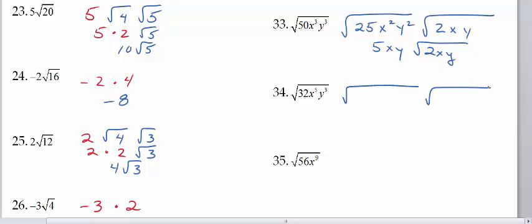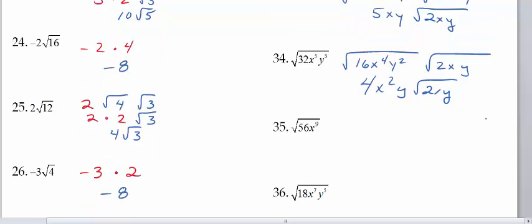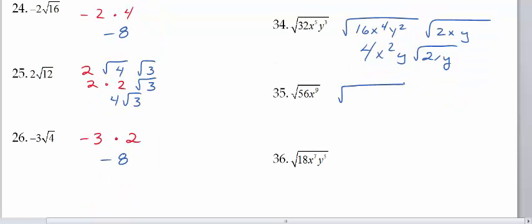32 breaks down into 16 and 2. X to the 5th is x to the 4th and x. Y squared and y. So we have 4x squared y root 2xy. 56 breaks down into 7 times 8, but neither of those is a perfect square. So we're going to go with 4 and 14. X to the 9th is x to the 8th and x. So that's 2x to the 4th root 14x.